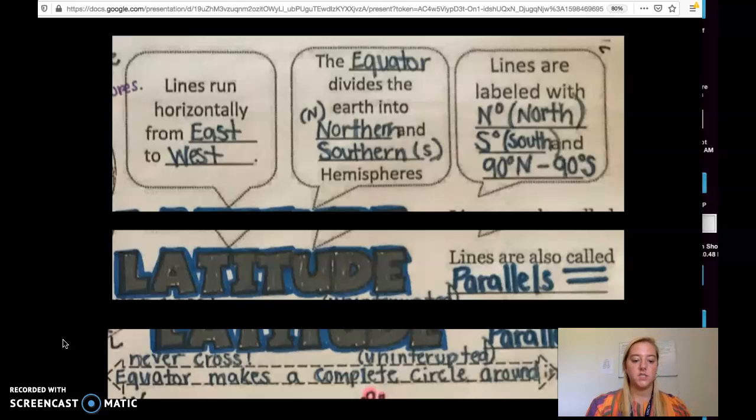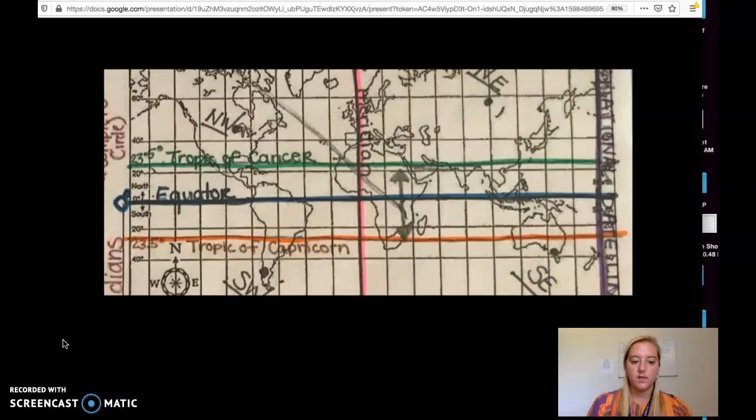We are going to switch gears now to longitude. We're going to check out a map first. So I have labeled for you the equator in blue. That is at 0 degrees, and just a reminder, your equator is a line of latitude. We have some special lines of latitude, and that is 20 degrees north, which is our Tropic of Cancer, and 23.5 degrees south, which is our Tropic of Capricorn.